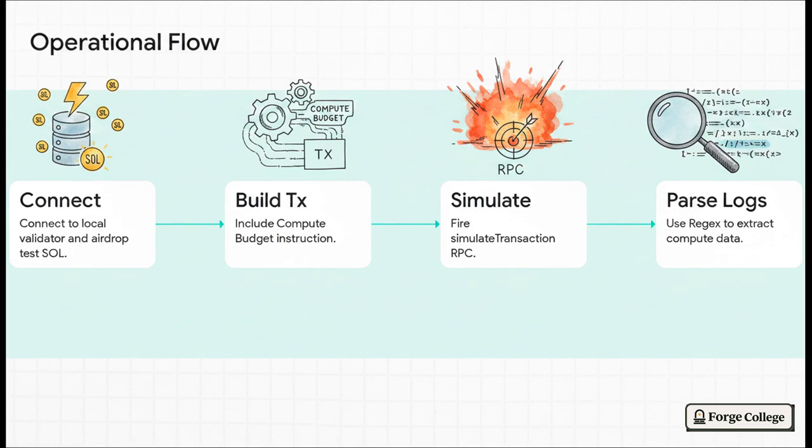Step 2, we construct our transaction, making absolutely sure we include that compute budget instruction we just talked about, alongside the actual code we're testing. Step 3, we fire off simulateTransaction. And finally, Step 4, we parse the runtime logs that get returned to us.